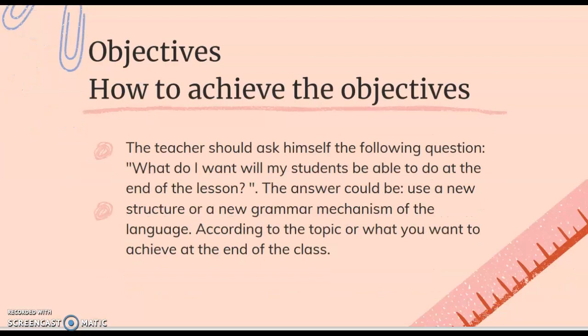Objectives. How to achieve the objectives. The teacher should ask himself the following question. What do I want my student to be able to do at the end of the lesson? The answer could be to use a new structure or a new grammar mechanism of the language. These answers can be according to the topic or what you want to achieve at the end of the class.